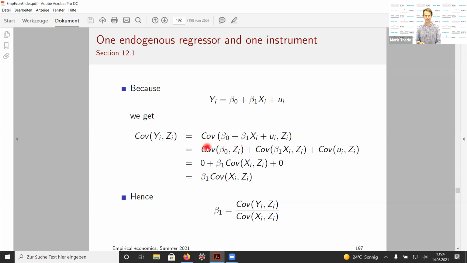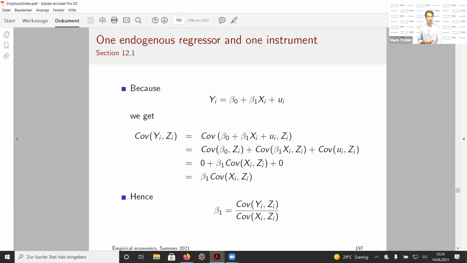If it varied, then it wouldn't be a constant anymore. Okay, so this is 0 because beta 0 is a constant. Let's look at the second covariance. Well, there's a multiplicative constant here, which we can move in front of the covariance. Right, let's do that. So we have beta 1 times the covariance of xi and zi.